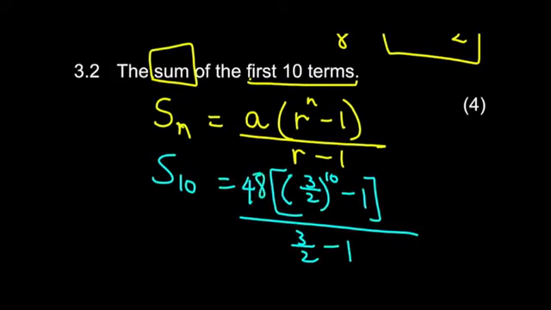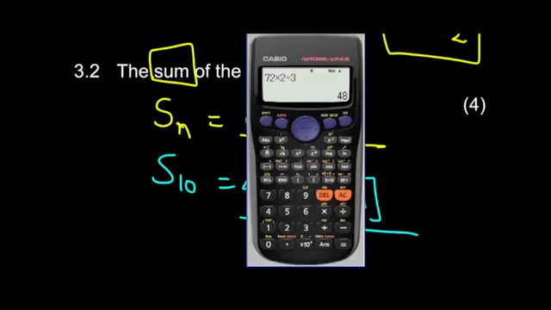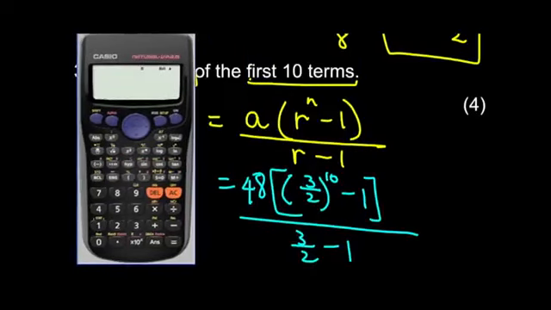And we get 3 over 2 minus 1 would be a half, so that would be 96. If we just clear that and get our equation over here, 96 multiplied by 3 over 2 to the power of 10, and we want to subtract 1, and close that bracket. Equals. So the sum is that very large number.